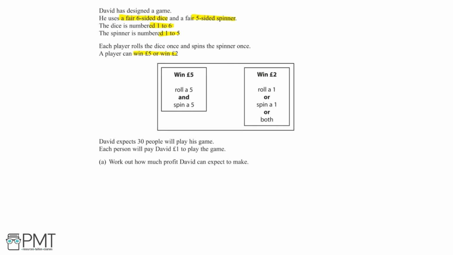Now for a player to win £5, the player must roll a 5 and spin a 5. For a player to win £2, the player must roll a 1 or spin a 1, or both. Now David expects 30 people will play his game, and each person will pay David £1 to play. Now in part A, we're asked to work out how much profit David can expect to make.